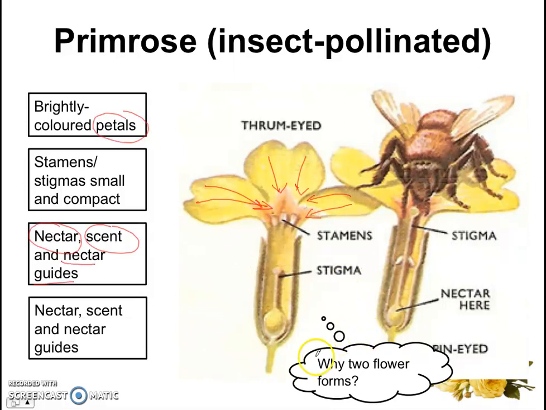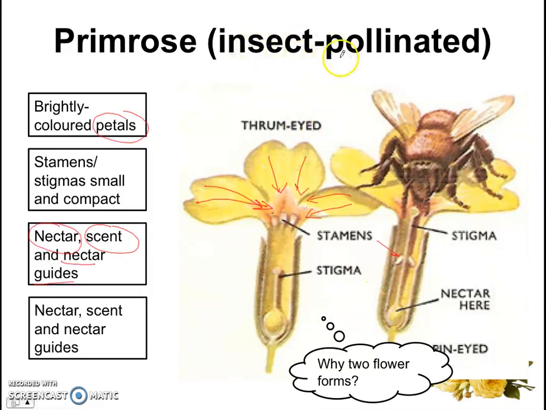Okay, so an interesting question is that the primrose flower actually comes in two forms, right? This is the thrum form, you notice the stamen at the top and the stigma at the bottom. And then there's this pin form where the stigma is now at the top and the stamen at the bottom. So think about why there are two flower forms. It's not really a related question, but it's also something to do with pollination. I want you to think of some ideas.